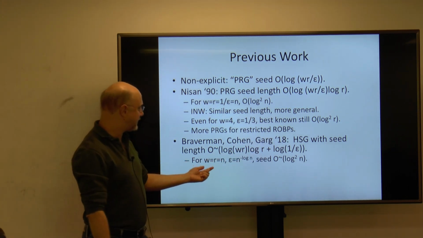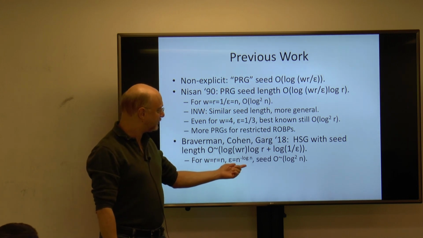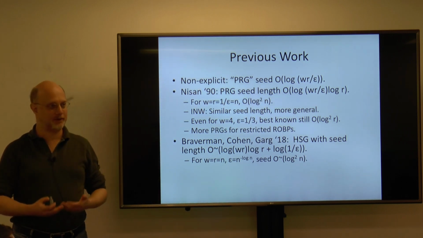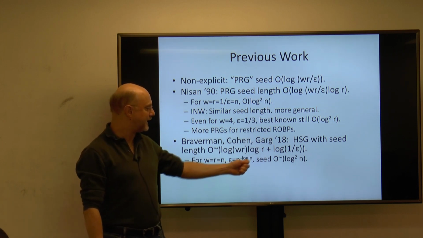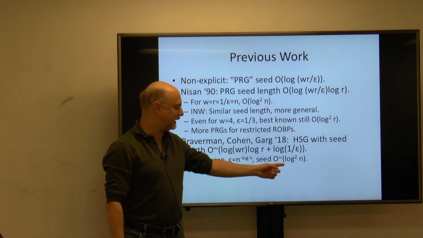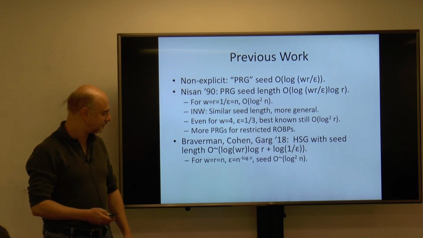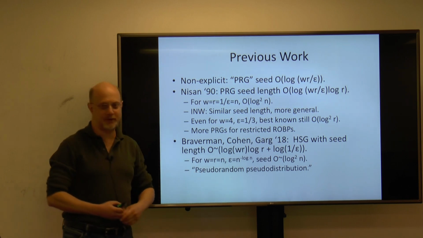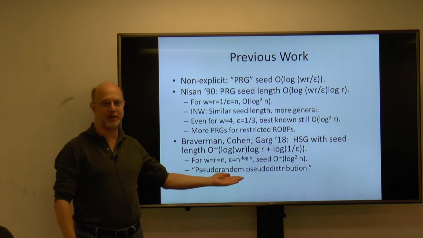What's nice about this is now you can hit read-once branching programs that have a very tiny success probability. Here, if it accepts with probability n to the minus log n, you can still hit it using the same seed length, order log squared n, except for some polylog factors. Moreover, they actually constructed something even stronger called a pseudo-random pseudo-distribution, which I won't define, but this is actually suitable for de-randomizing BPL.